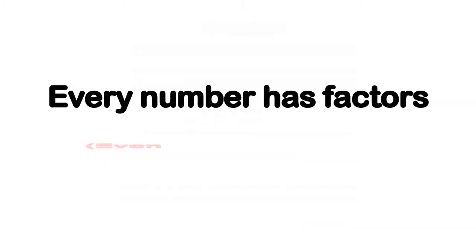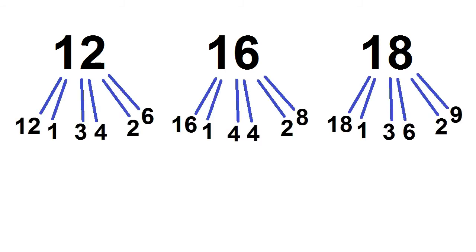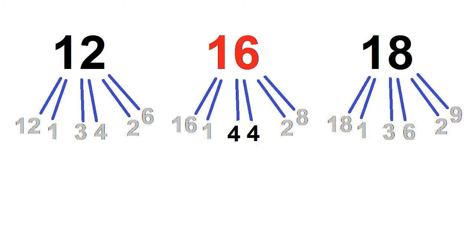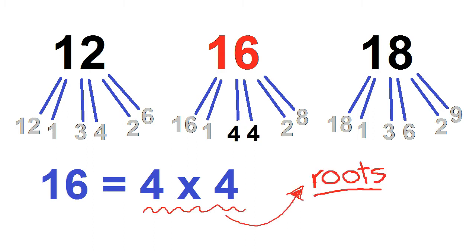Every number has factors, even prime numbers, which can only divide between themselves and 1. If we list the factors of 12, 16, and 18, we can see that they each have 3 pairs of factors, but the 16 is the only one which has a pair of twins. Two 4's multiplied together makes 16. When a number has factors that multiply by themselves to get that number, we call those factors roots.